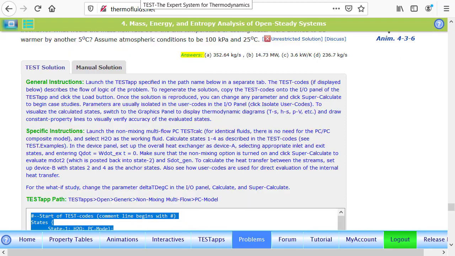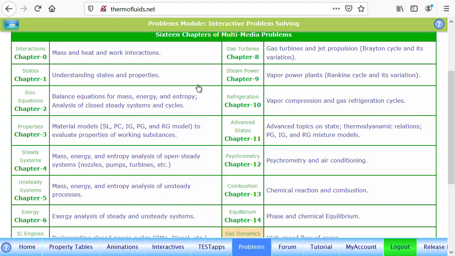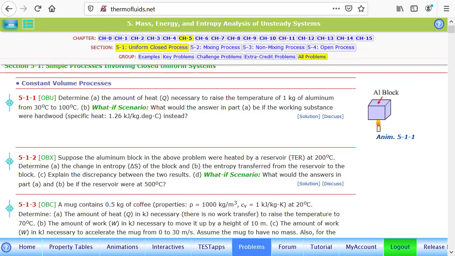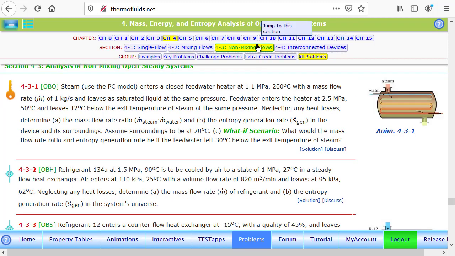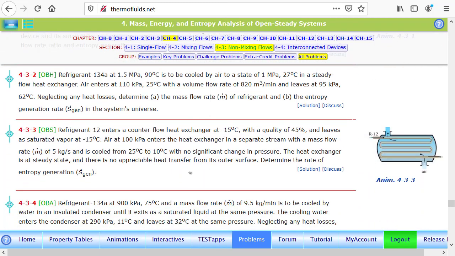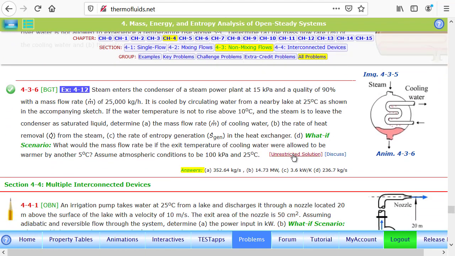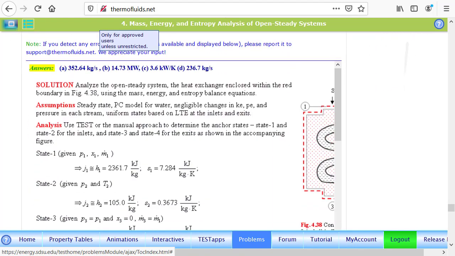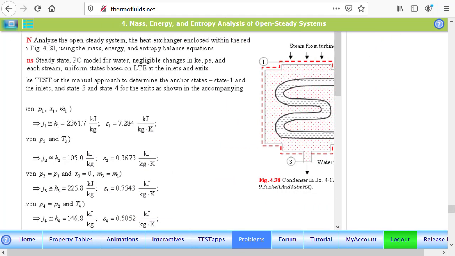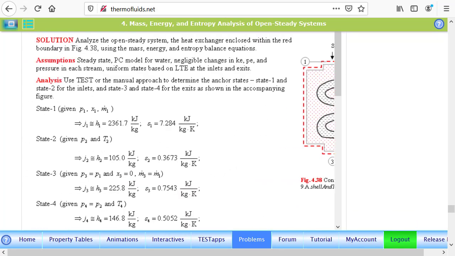If you go to the problem sections, this is an example problem from chapter 4, and it's non-mixing flow. You can find the example as you browse down at the bottom of that section. So this is the problem we are trying to solve. If you click on the unrestricted solution, the manual solution tab, then you will find the manual solution of this problem. So please go through this before you try to follow the TESTcalc solution.